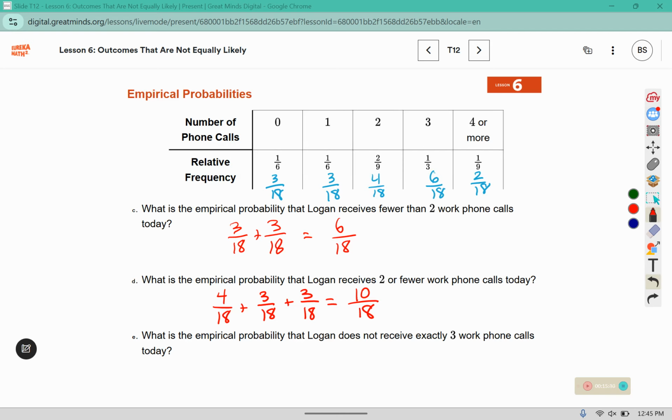What is the empirical probability that Logan does not receive exactly 3 work phone calls? Remember, the entire probability is 1 whole, or 18/18, and we do not want 3, so we're going to remove 6/18. 18 minus 6 is 12, which you could reduce to 6/9 or 2/3.